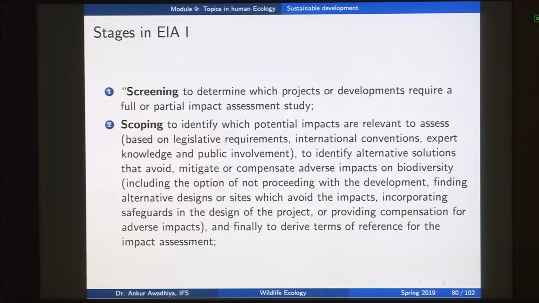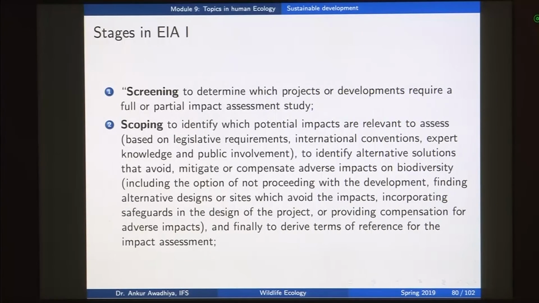The second thing is scoping. After screening we go to the scoping stage. Scoping identifies which potential impacts are relevant to assess, identifies alternative solutions that avoid, mitigate or compensate adverse impacts on biodiversity, and finally derives terms of reference for the impact assessment. So, for instance, if there is a dam that needs to be built, and this dam is above a certain size limit or above a certain cost limit, we put it into the scoping stage, and the scoping stage will identify what are the impacts that we need to assess.